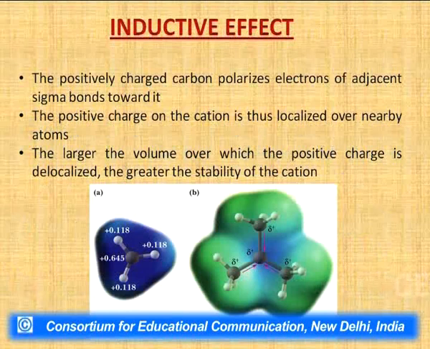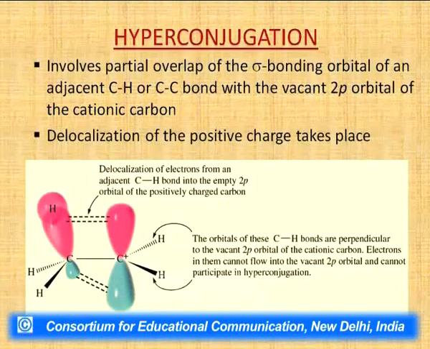First point, what is the inductive effect? In the carbocation, the positively charged carbon polarizes electrons of adjacent sigma bonds towards it. The positive charge on the carbon is thus delocalized over nearby atoms. The larger the volume over which the positive charge is delocalized, the greater the stability of the carbocation. Hence, 3-degree carbocations are more stable than 2-degree, 2-degree carbocations are more stable than 1-degree, and 1-degree carbocations are more stable than methyl.